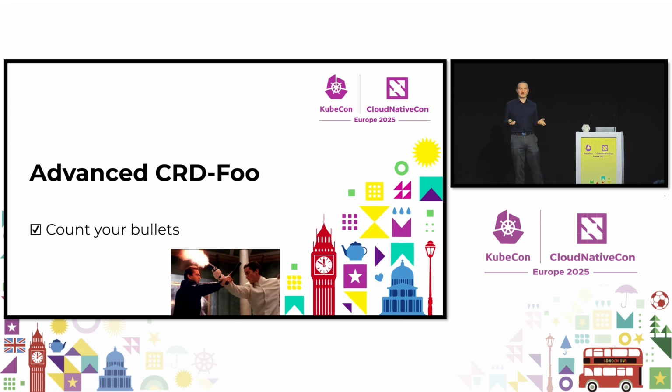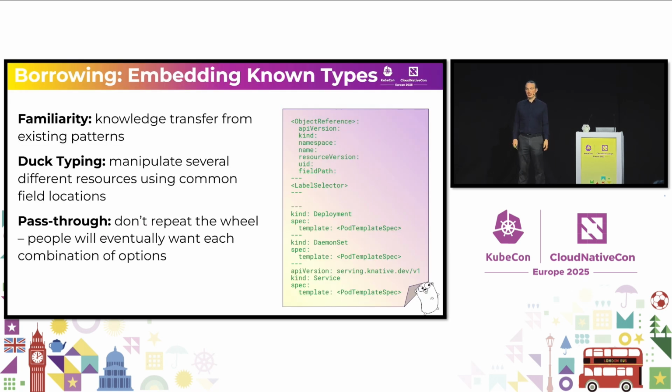And so now we're going to get into the kind of advanced cool stuff that you can do once you've got the basics down. So there's a bunch of types that are already in Kubernetes that are maybe close to what you're doing. Steal them. Use them. Object reference and label selector are a couple things that show up everywhere. Don't invent your own object reference. Don't invent your own label selector. Use the ones that are in Kubernetes. Everyone will know them.